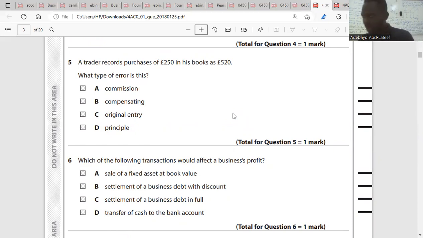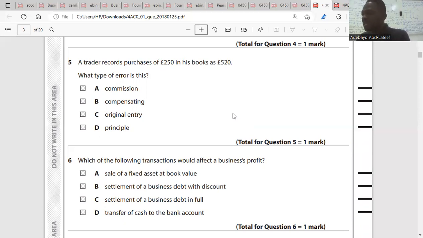We have different types of errors. I'm going to explain that maybe after this. But for this transaction, recording 250 as 520, it's error of original entry. That means you recorded it at the beginning of the transaction. Instead of recording 250, you recorded 520 for the transaction. So we call it error of original entry. Original entry means at the beginning of your transaction, you make the mistake from the beginning. Is it clear? So the answer is C. For error of commission, I just want to quickly explain this.